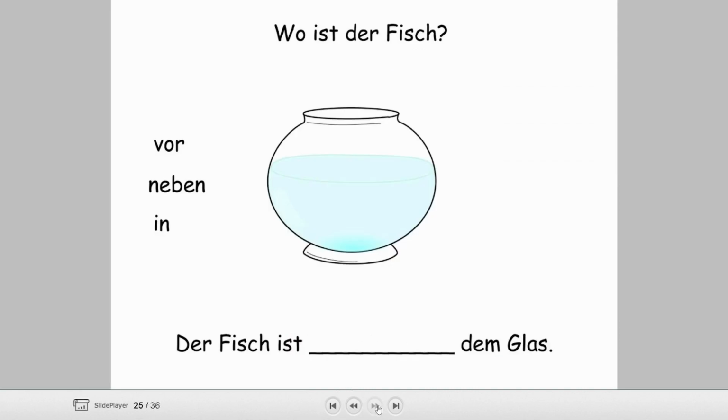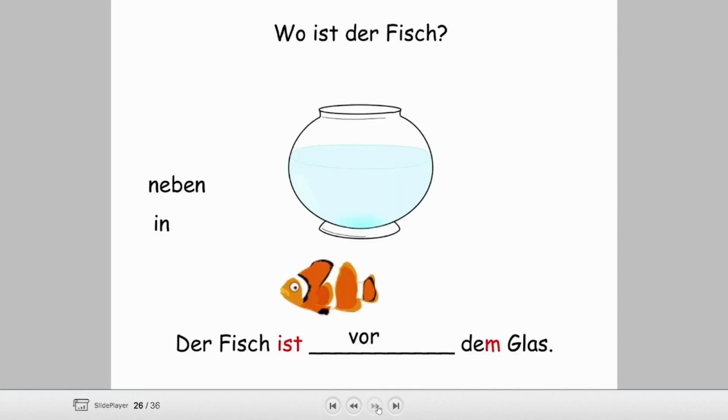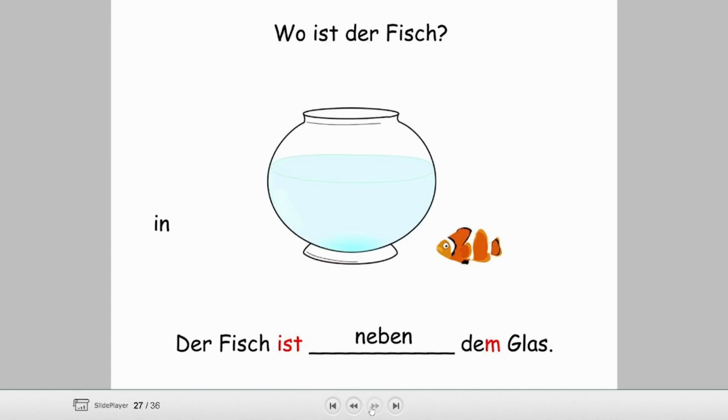Here is the fish. Where is the fish? The fish is vor dem Glas. The fish is stationary and it is in front of the glass. So you are using dative here because there is no movement. Stationary, you have to ask the question wo, where is it? Now it is next to the glass. So the fish is neben dem Glas. Again here also it is dative because there is no action expressed in this sentence. It's next to the glass.